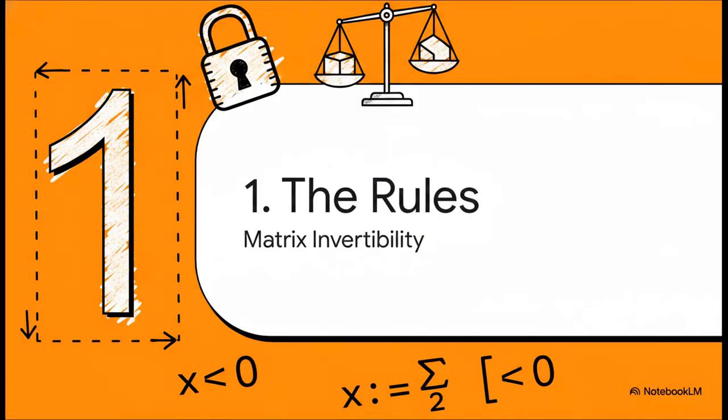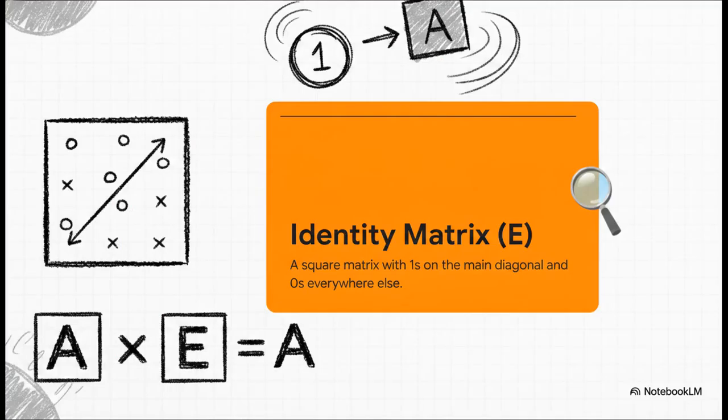Section 1. The rules and matrix invertibility. Now, you probably remember that standard matrix multiplication means multiplying the rows of the first matrix by the columns of the second, right? With that in mind, let's do a super quick refresher on the identity matrix, usually called E or sometimes I. It's a square matrix with ones running right down the main diagonal and zeros everywhere else. This guy acts exactly like the number 1 does in basic math. You multiply any matrix A by the identity matrix E, and boom, the result is just matrix A again.